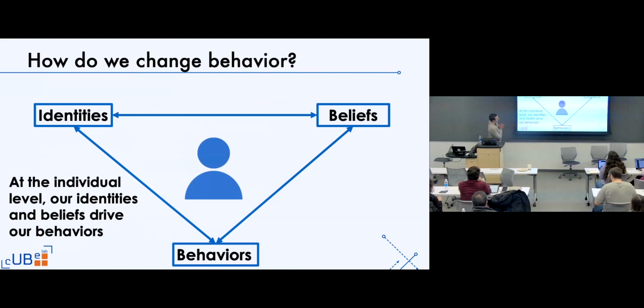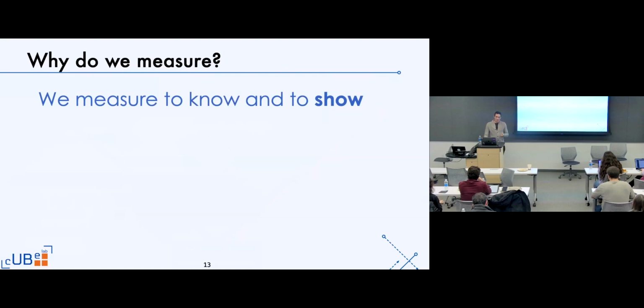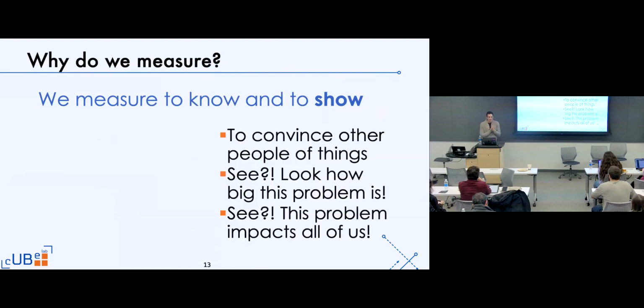So if we're trying to change behavior, we know that identity and attitude or belief are antecedent to that, or sort of co-evolve with it. And so if we want to understand how to change behavior, one valuable thing to do is to understand identity and attitude in that space, right? We measure to show, so we're trying to convince people of other things, right?